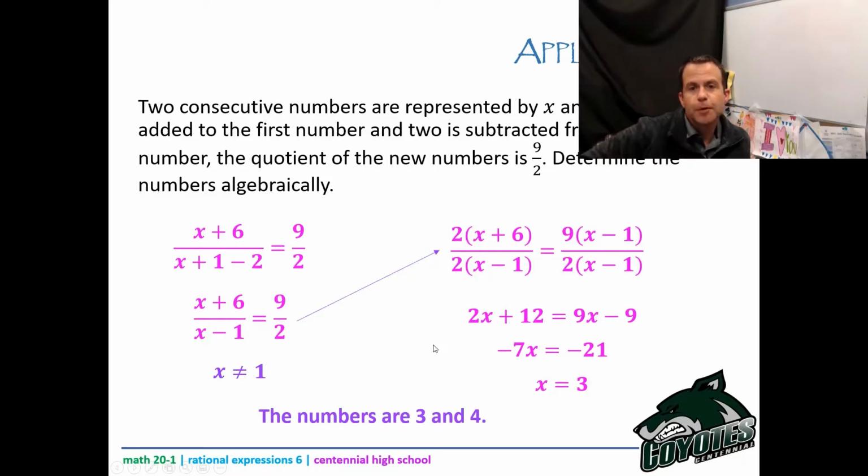See, first application question down. Everybody's feeling good. Nobody's stressed out about word problems. Yeah? Okay.